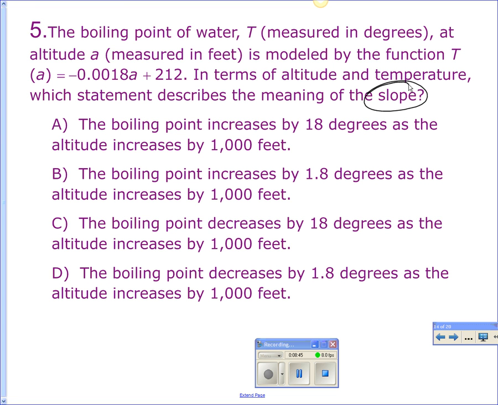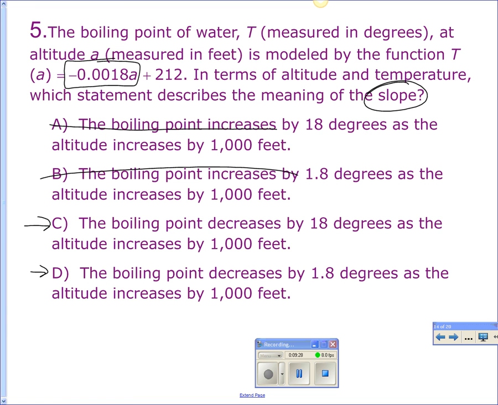Zach, which one of these numbers is the slope? 0.0018. Good. Guys, what do you notice with the 0.0018? A negative. Destiny, what does the negative make it do? Increase or decrease? Good. So we can mark out A and B because they have this word increases. Julius? All right, so decreases because it's negative, okay? All right, this one is a little weird. They've got it decreases by 18 degrees or it decreases by 1.8. Neither of those two numbers match this one.